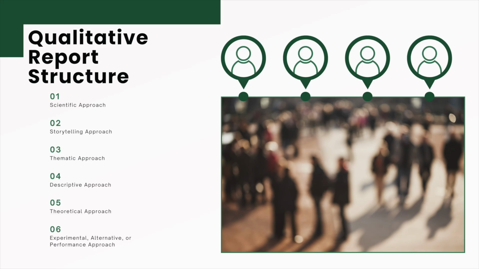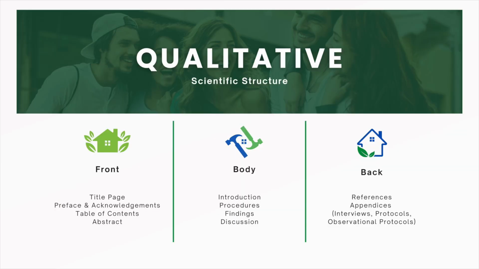Qualitative reports are not going to follow the same scientific backbone that we just went through with the quantitative report structure. And so the closest one to quantitative in terms of style of report would be that scientific approach where we have as many of those examples, right, of the introduction, the review of literature, the methods, the results as possible, but it's still a qualitative project.